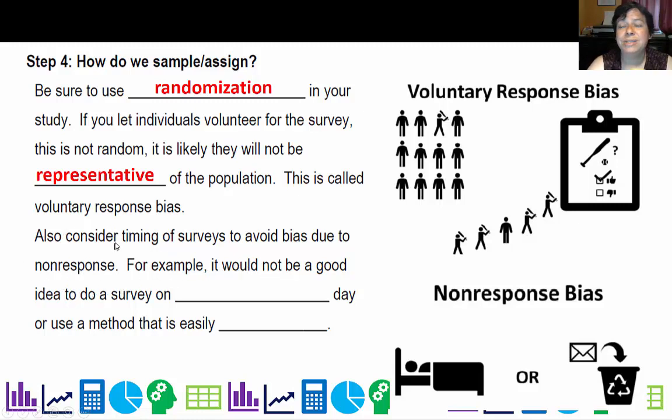So non-response would be when you ask them to do the survey, right, but they say, nope, don't have time. Or they're not even there. So it would not be a good idea.